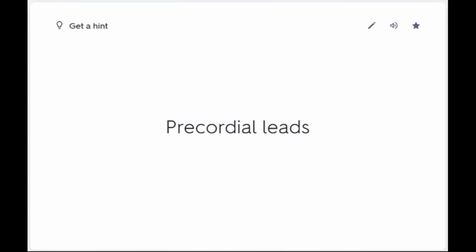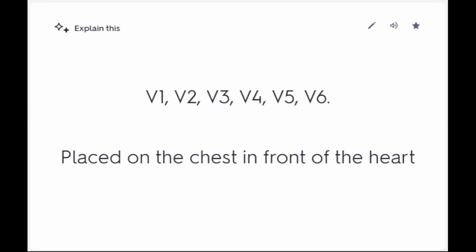Precordial leads. V1, V2, V3, V4, V5, V6 are placed on the chest in front of the heart.